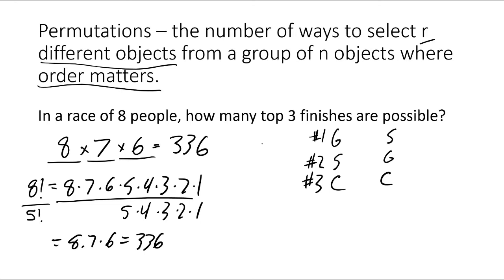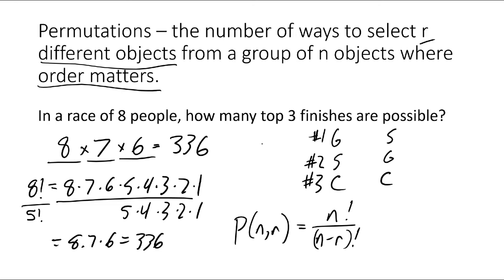So this is where we get the formula for permutations. P of n, r, where n is the number of objects we have to select from, and r is the number of those objects we want to arrange. So it is n factorial divided by n minus r factorial. Just like in our previous example, it was 8 factorial divided by 5 factorial, 5 being 3 less than 8.